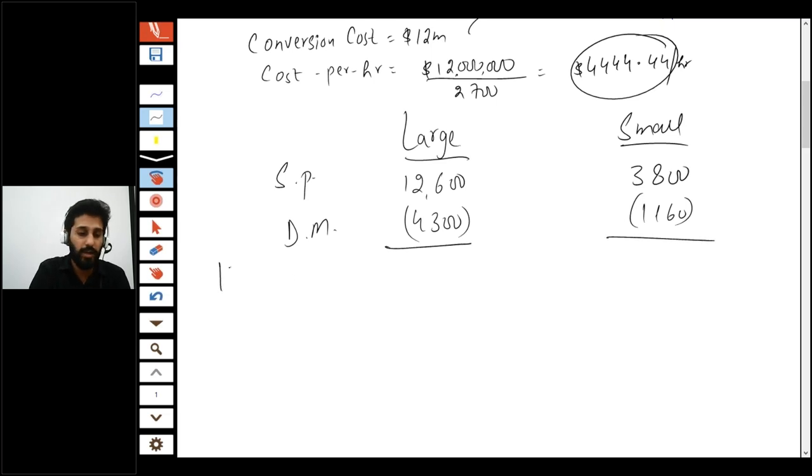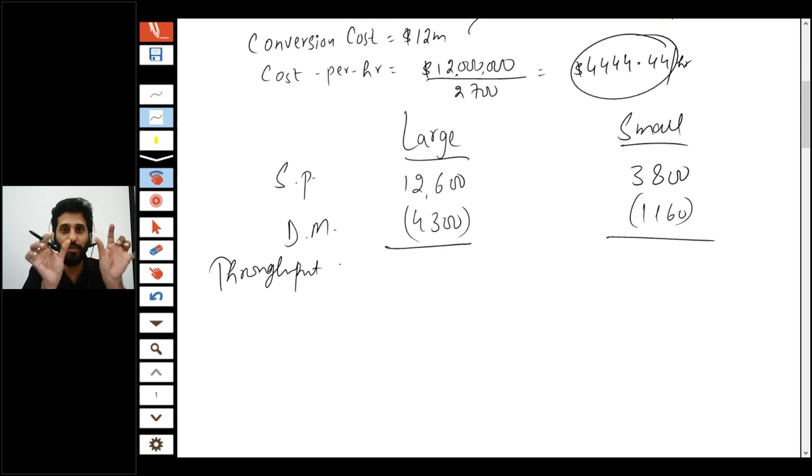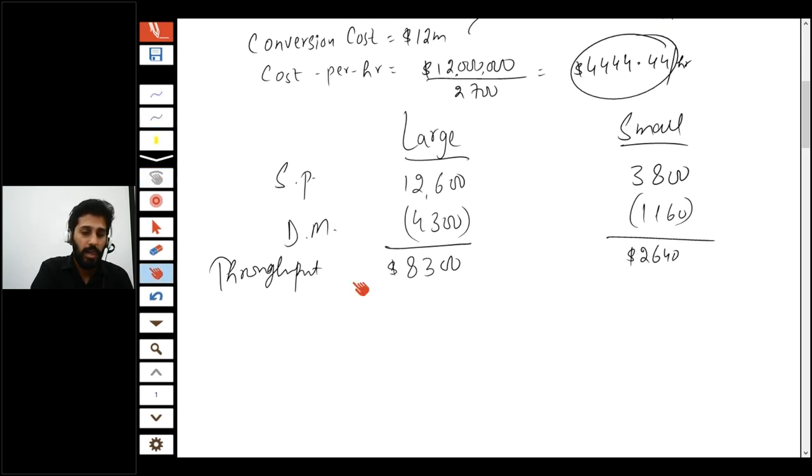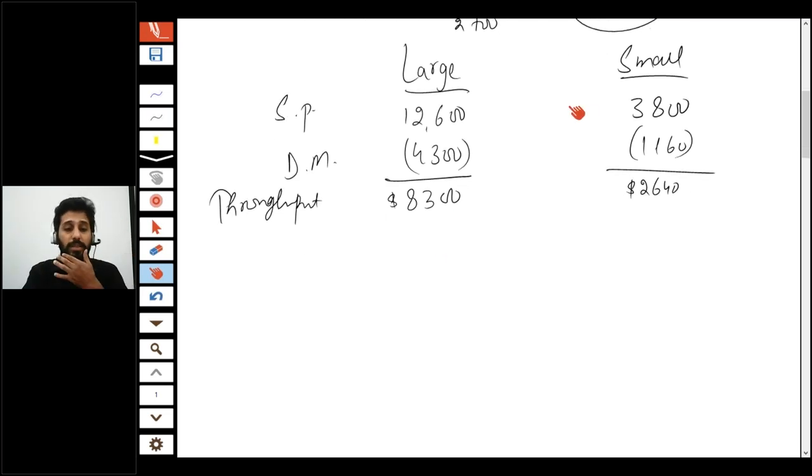And your resulting figure would be throughput. So 12,600 minus 4,300 is 8,300. Yes, that is $8,300. And here 3,800 minus 1,160, that is 2,640. And which process is the bottleneck?